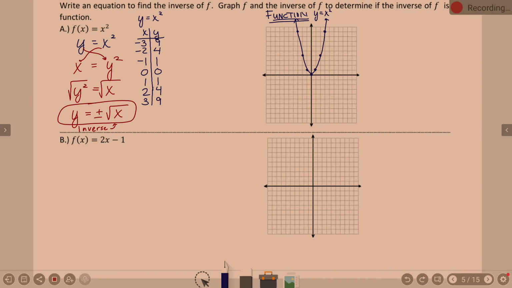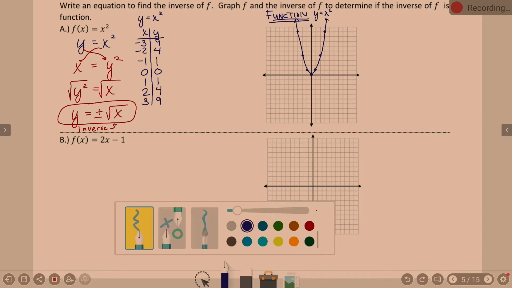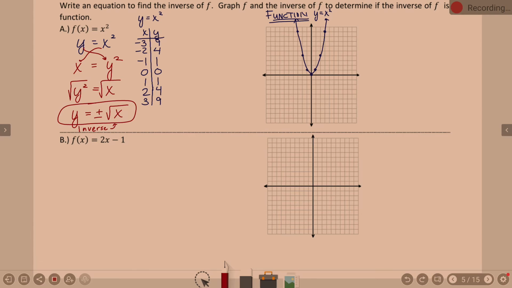Okay, so that's our original function, yes? Now let's talk about the inverse. And I'm going to come over here with this one. My inverse is y equals plus or minus the square root of x.